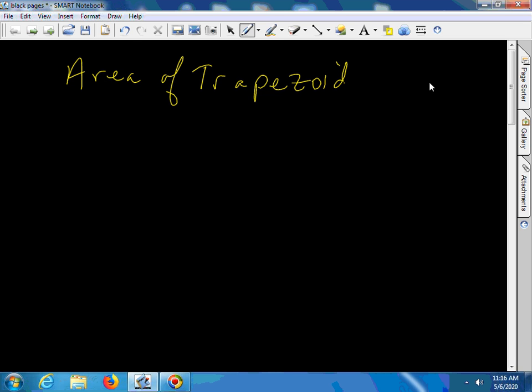Going to derive the formula for the area of a trapezoid. So basically a trapezoid has two parallel lines and two other lines. Let's try to make this look more parallel.